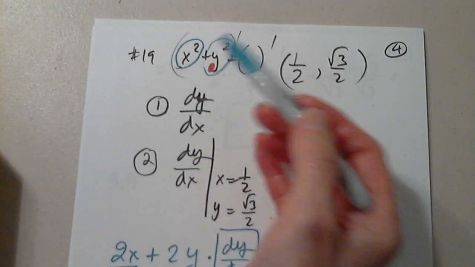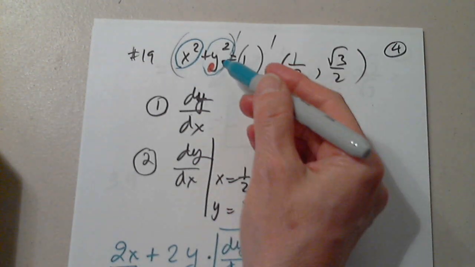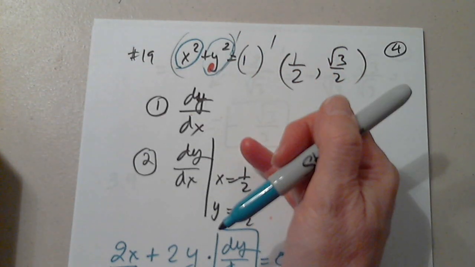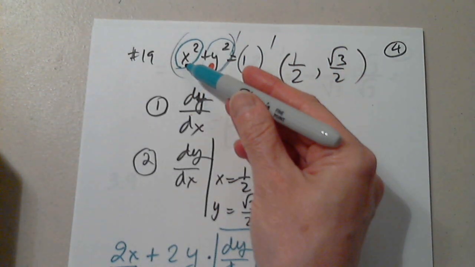This first term is just x squared. The second term is just y squared, but this is the function. This is not a function. This is just the independent variable.